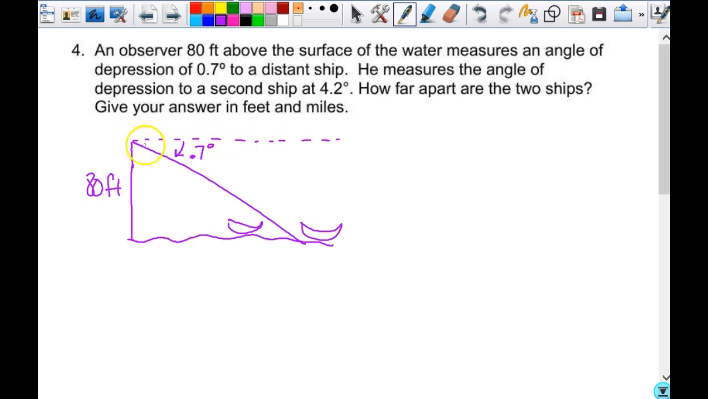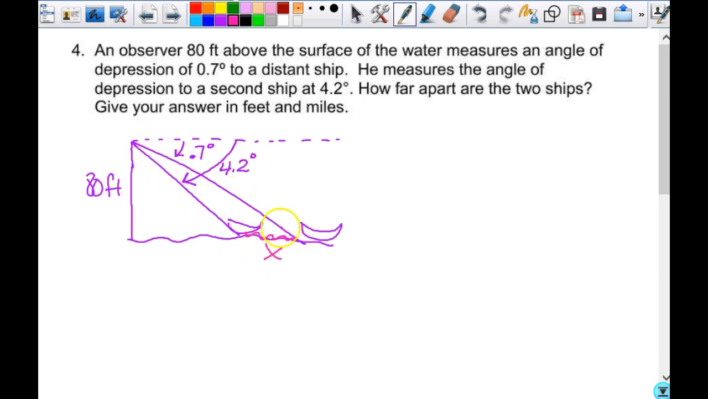Then he looks straight ahead. The second ship. So from here on here, that's your 4.2 degrees, which clearly my picture is nowhere close to being to scale, but it really doesn't matter. It's fine. So what I'm looking for is the distance between, this is the side of this triangle right here.